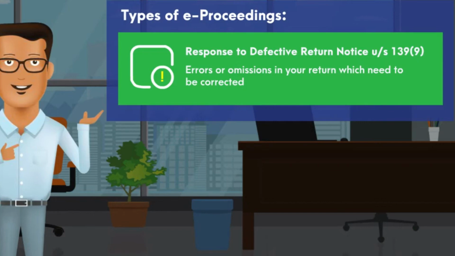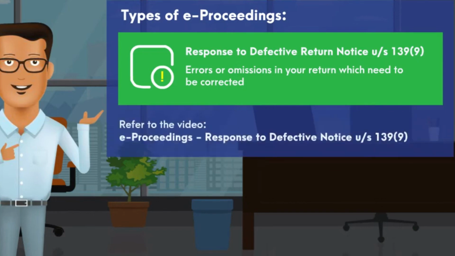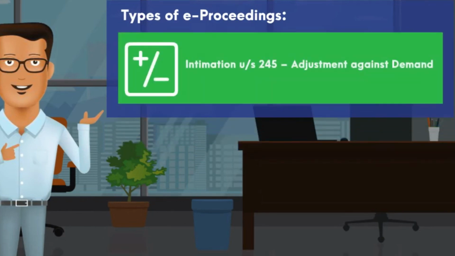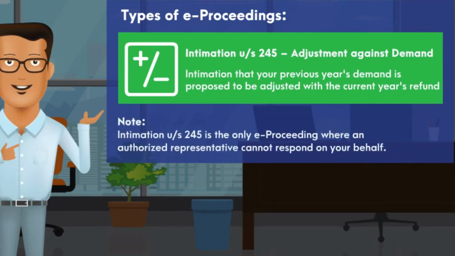For details on how to respond to a defective notice, please refer to the video e-proceedings, response to defective notice under Section 139(9). An intimation under Section 245 is issued by the department to let you know that your previous year's outstanding demand is proposed to be adjusted with the current year's refund. You need to either agree or disagree with the demand. You may disagree partly or fully. Note that this is the only type of e-proceeding where an authorized representative cannot respond on your behalf.